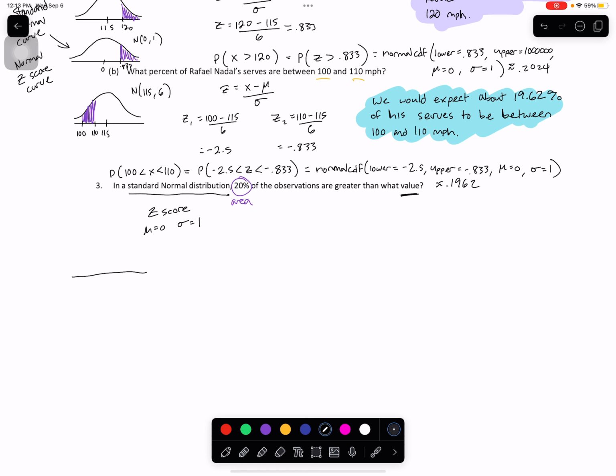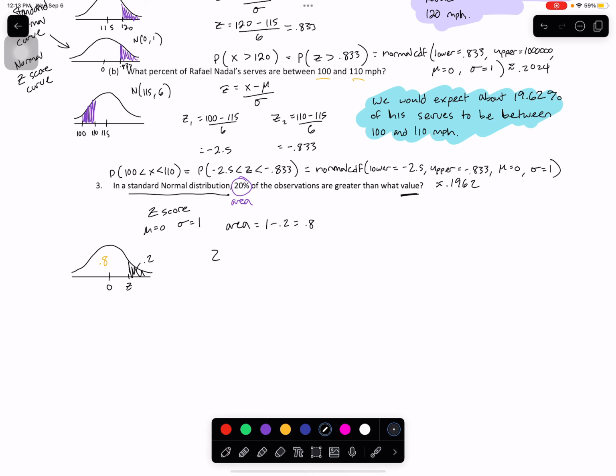So I'm still going to make a little sketch, right? Except here my mean is 0. I'm looking for the 20% above a z-value, so I'm going to put it like here, right? And I know that this is 0.2, which means I also know, because almost always you want to use the area from the left, to find the area from the other direction, the area has to add up to 1 for the density curve. So 1 minus 0.2 gives us 0.8. So here, this area is 0.8. That's the area I'm going to use.